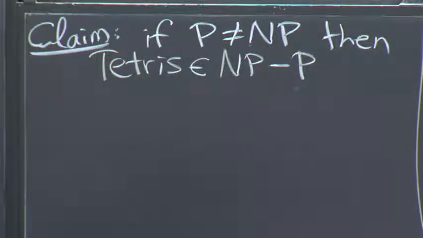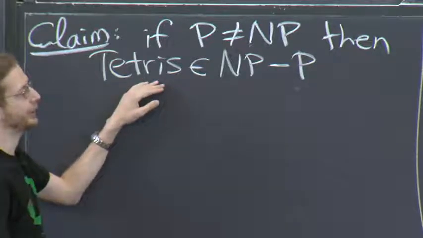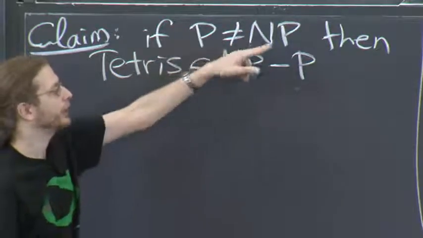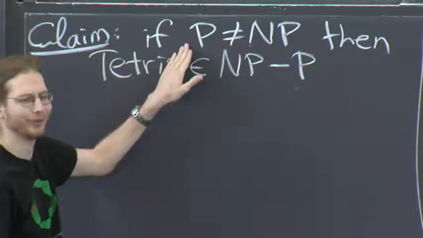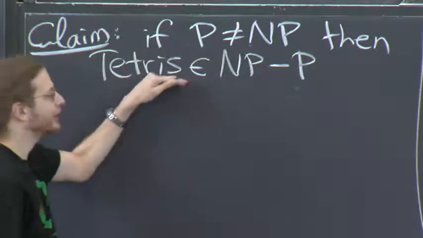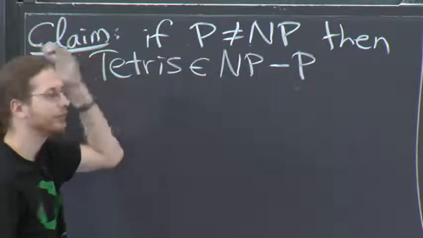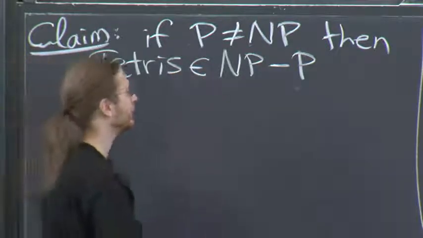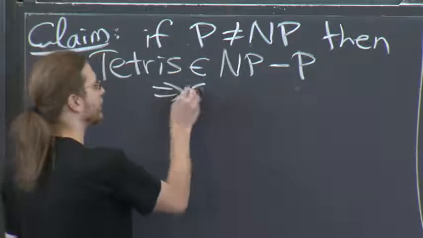Tetris. Why Tetris? Well, it's not just Tetris. There are a lot of problems right at that little notch. But this is pretty interesting, because while we can't figure this out, most people believe this is true. And so as long as you have faith, then you can prove that Tetris is in NP minus P. And so it's hard. It's not in P in this case. So in particular, not in P.